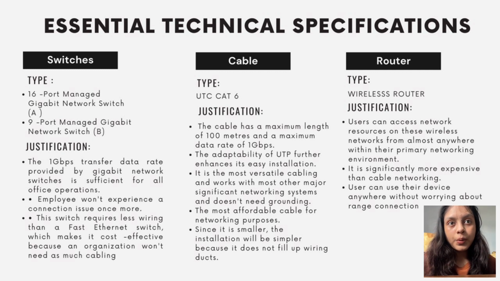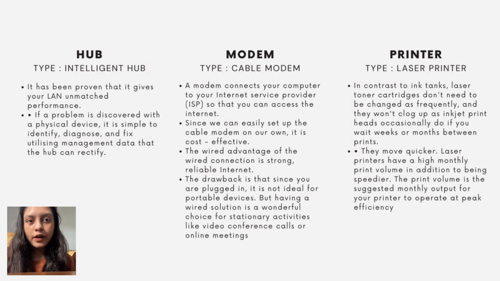Okay, the next component is router, and for router we decided to choose a wireless router. The justification for choosing a wireless router is that users can access network resources on these wireless networks from almost anywhere within their primary networking environment. Users also can use their devices anywhere without worrying about connection range, but it is significantly more expensive than cable networking.